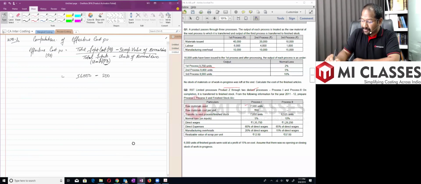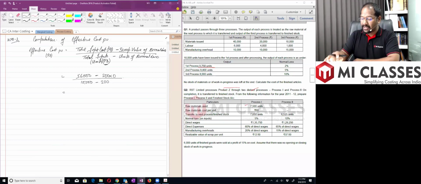How much is the value mentioned in the question? It is not mentioned. When it is not mentioned, I will take how much? 0. All right. How much I have taken? 0. Divided by total inputs. How much? 10,000 minus normal loss units, which is how much? 200 units. So we will calculate this in calculator.